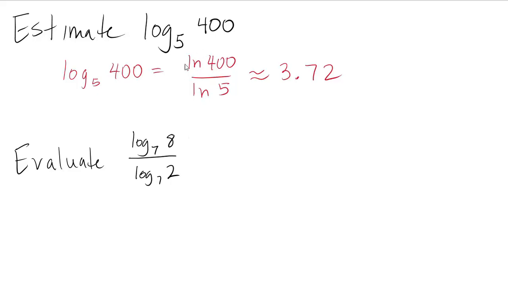You can't cancel the ln's. There's an order of operations issue here. You have to plug these numbers into the functions first and then divide.